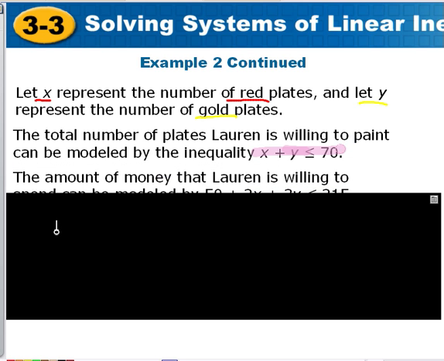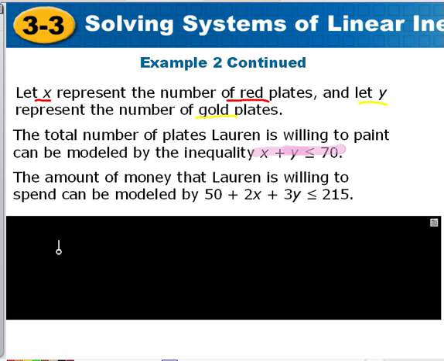Then we're also constrained by money. So the amount of money is $50, which is the amount that it costs her, the startup costs, I guess, and then it's $2 for red plates, $3 for gold plates. So all of that has to be less than or equal to 215.